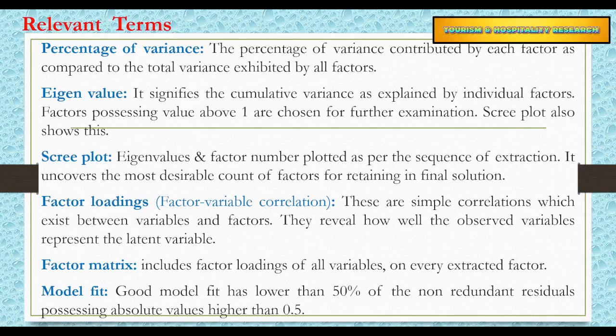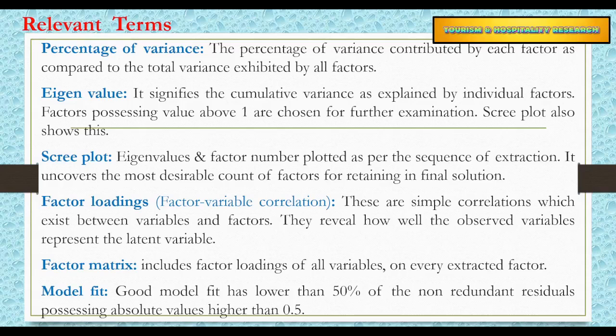Next is percentage of variance, that is contributed by each factor as compared to the total variance exhibited by all factors. Eigenvalue signifies the cumulative variance as explained by individual factors. Factors possessing value above 1 are chosen for further examination. Scree plot can also be used for this purpose. We will see how eigenvalue tells us how many factors can be formed out of our data. Scree plot, eigenvalues and factor number plotted as per the sequence of extraction. It uncovers the most desirable count of factors for retaining in the final solution.